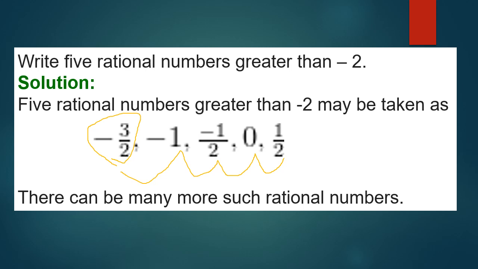Children, here we are discussing the numbers greater than minus 2. In case of negative numbers, if the number is more, its value becomes less. If the negative number is less, its value is more. So the numbers which are greater than minus 2 are minus 1 and half, minus 1, minus 1 by 2, 0 and 1 by 2. Now let us move on to the next one.